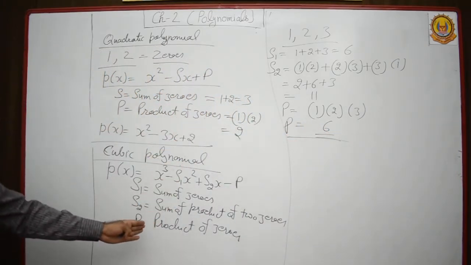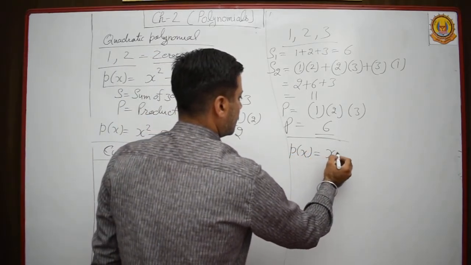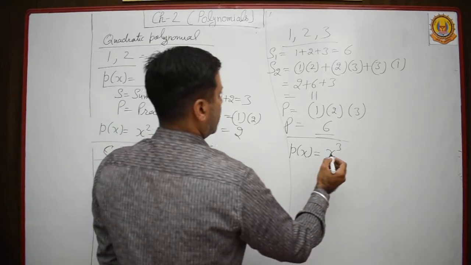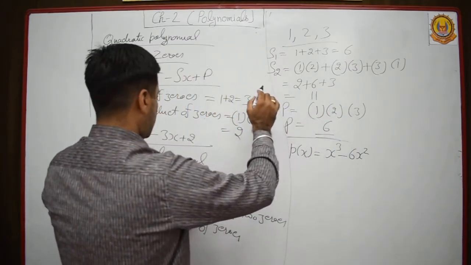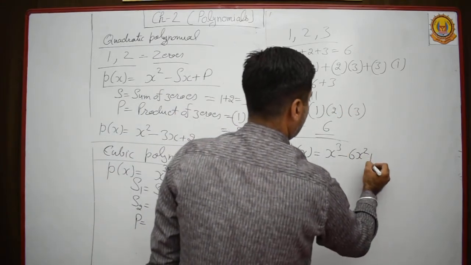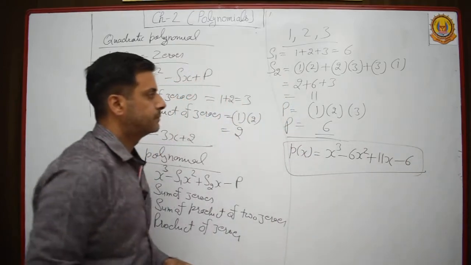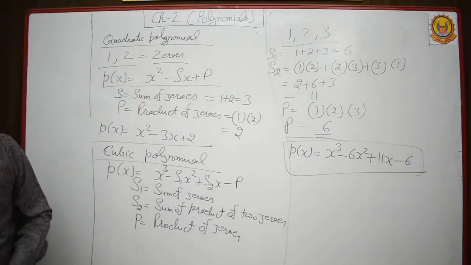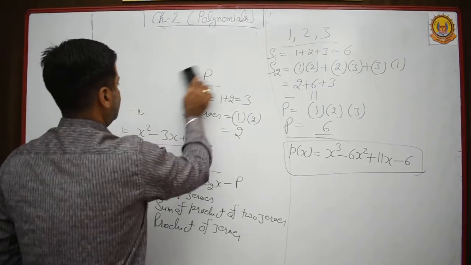Now put the values in the given formula. So p of x is equal to x cube minus s1, 6, x square plus s2 x, that is 11x, and minus 6. So this is the answer. Clear? Now next part.